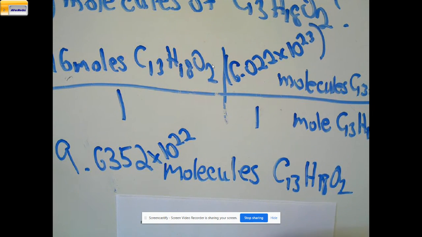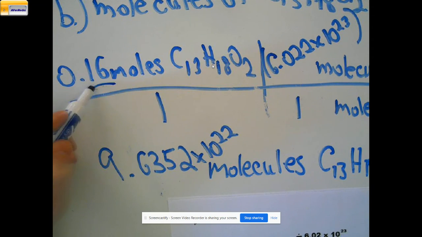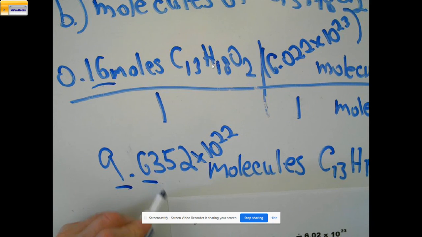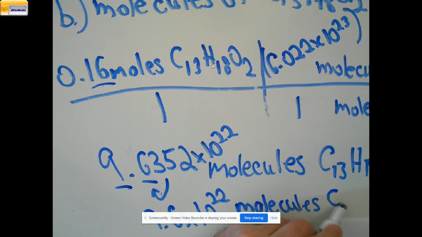Also, when you have all these numbers, where do you round to once again? They only started with 2 significant digits when you started this problem. That's the least accurate number that you had, so there should only be 2 significant digits in the answer. So it's going to be 9.6 times 10 to the 22nd power molecules of C13H18O2. And this is the answer to problem B.